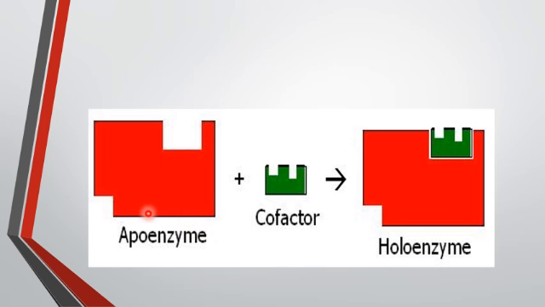The protein part of the conjugated enzyme is known as apoenzyme and the non-protein part is known as cofactor, and they form a bond with each other. This space is known as an active site, which is very specific for the substrate. They form the bond and then the structure is known as the holoenzyme.